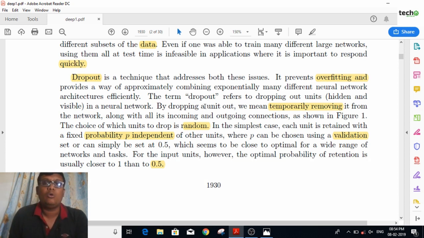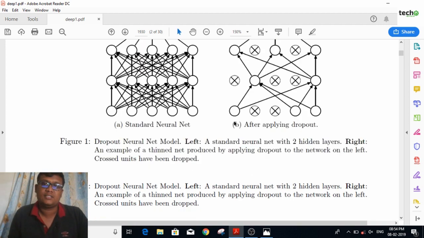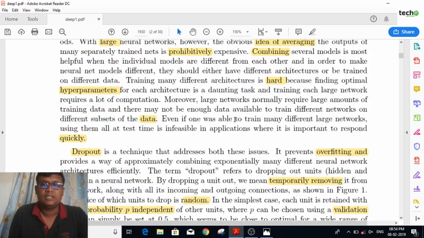So dropping out means temporarily removing a unit from the network along with all its incoming and outgoing connections. So temporarily we are just removing those units from the layers. This is like removing these lines temporarily, and constructing a new network by dropping some of the units. This is called dropout.